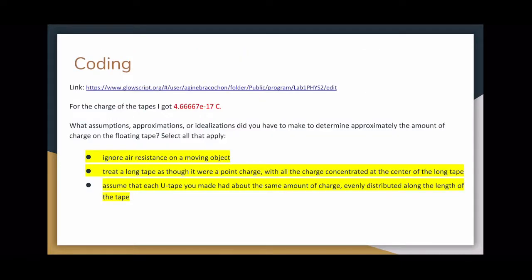And for the coding part, I got that the tapes have an excess charge of 4.667 times 10 to the negative 17 coulombs. The reason I think this was way lower than before is that in the program, in the coding, the distance between the two tapes was way lower than in the actual experiment. The assumptions I had to make were all these three listed below.